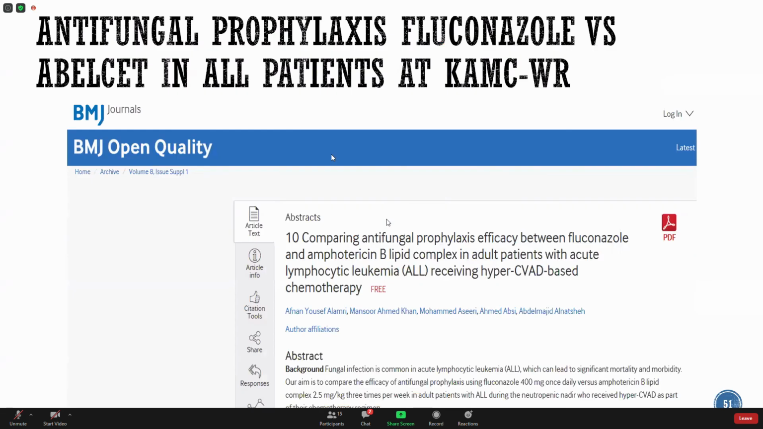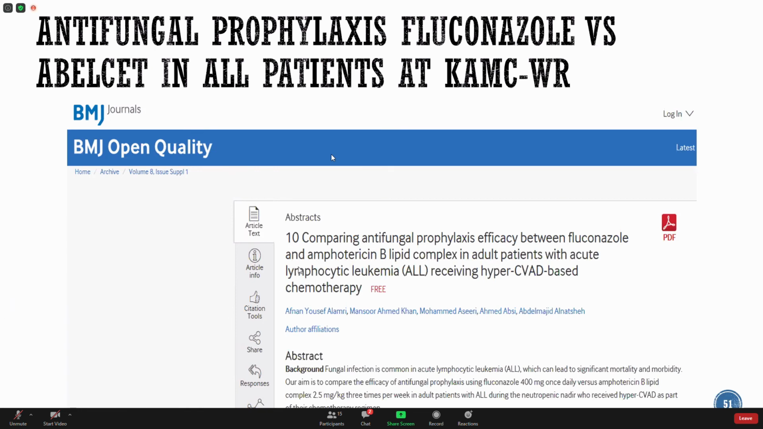We had another very enthusiastic and energetic resident, Dr. Afnan Al-Amri. I was the research mentor. In ALL patients, we had been using hyper-CVAD chemotherapy in patients who were more than 25 years of age. And our frontline prophylaxis was fluconazole 400 milligram once daily. However, we had a problem in some patients, like Philadelphia positive ALL patients. They were on dasatinib, imatinib. So there were drug-drug interactions resulting in QTc prolongation.